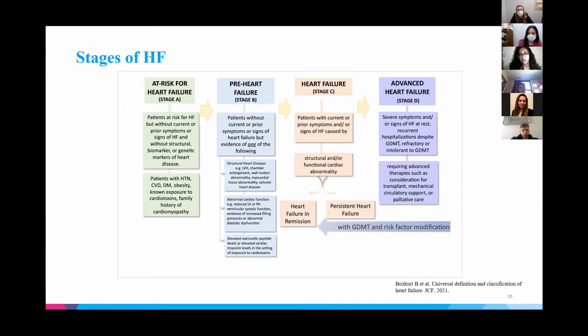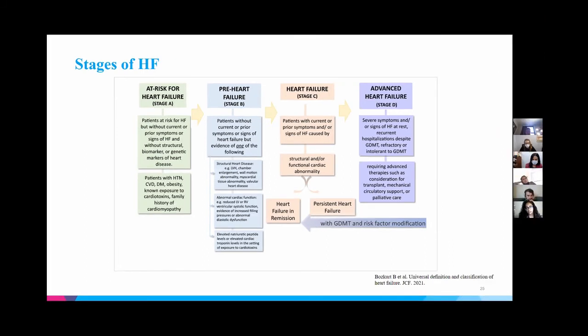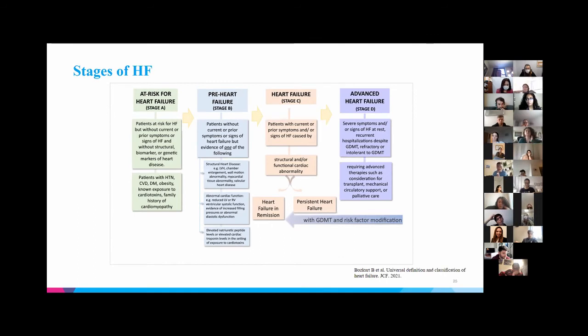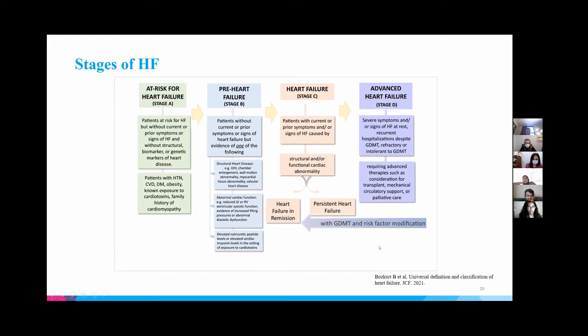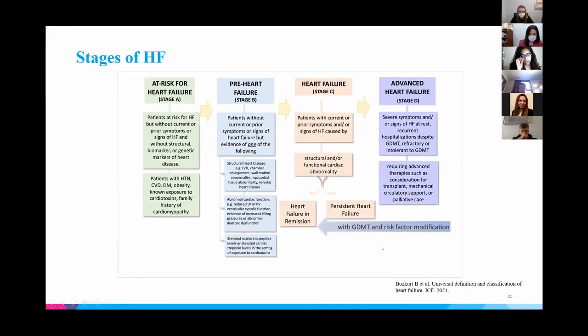C is heart failure, and it's essentially symptomatic heart failure. And D is advanced heart failure, so that's heart failure that's ongoing despite guideline-directed medical therapy. Those patients require advanced therapies, such as consideration for mechanical support, transplant, and if they're not candidates, palliative care. And then there's this new breakdown of heart failure in remission or persistent heart failure. Essentially the thought is that with guideline-directed medical therapy and modifying risk factors, symptoms may go away, and therefore that should be called heart failure in remission.